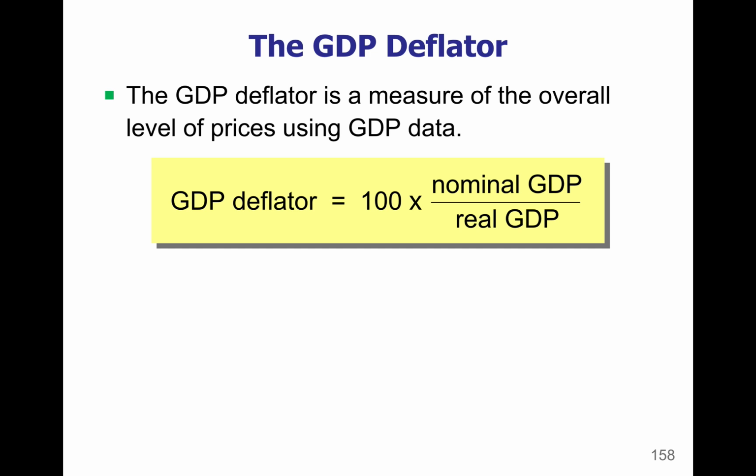And that is nominal divided by real times 100. Remember, GDP deflator is also a price index, so this is just going to give you a number. That number is not a dollar amount and it's not a percentage. It will typically be between 50 and 300, similar to CPI.